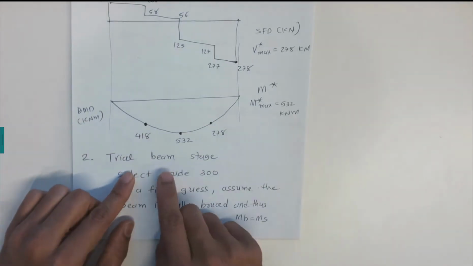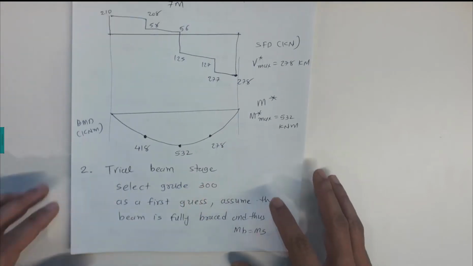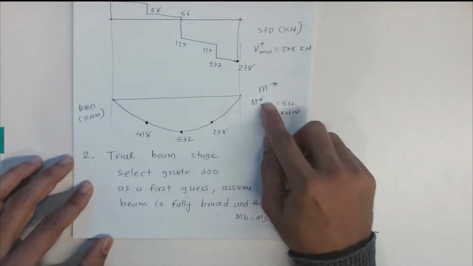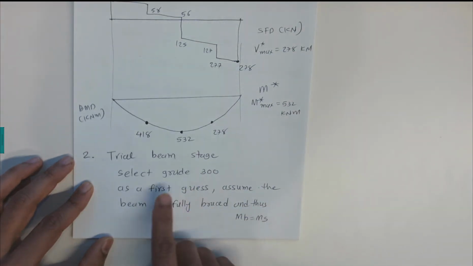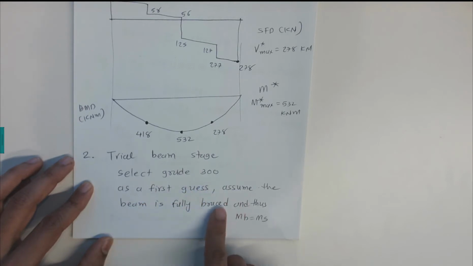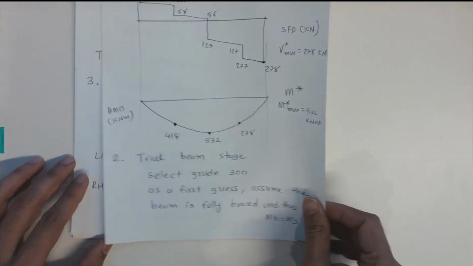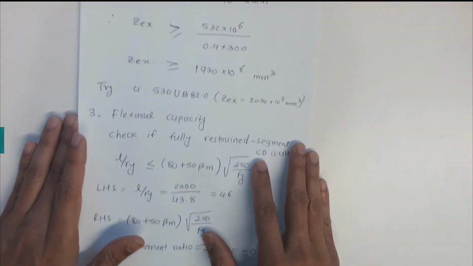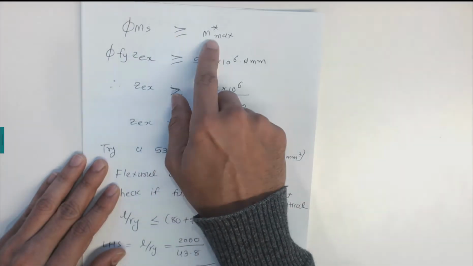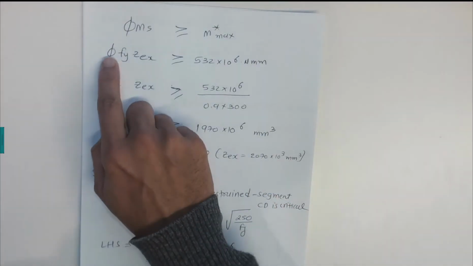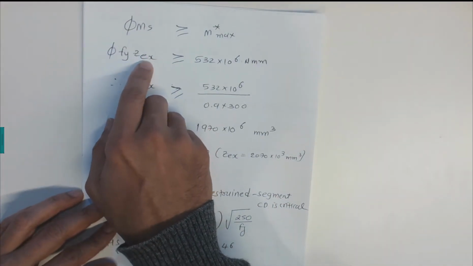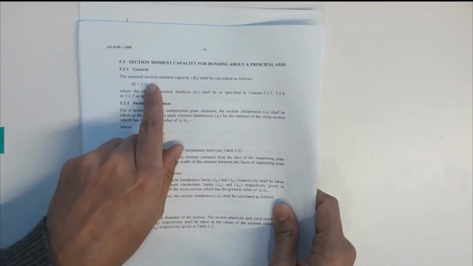Now we need to find a trial beam which can resist this bending moment and shear force. We're going to select grade 300. As a first case, assume the beam is fully braced, and thus the member capacity equals the section capacity. Here φMs must be greater than the maximum moment of 530 kilonewton meters, and Ms is Fy times Z, coming from AS 4100 on page 50.